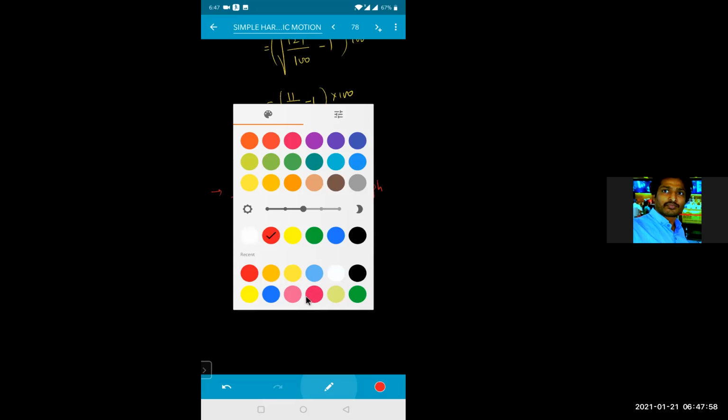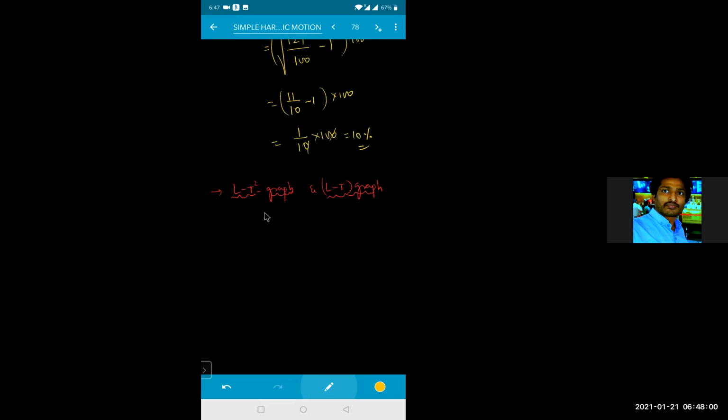Now see, I need to get the relation between L and T. So let us try to get the relation between L and T, beta. What is the time period formula? T is equal to 2 pi under root of L by g. All right, T square. So this T square will be equal to how much, beta? This will become 4 pi square and this is L by g. That means L is equal to how much for me? This will become g into T square divided by 4 pi square. g is a constant, 4 is a constant, pi square is a constant.